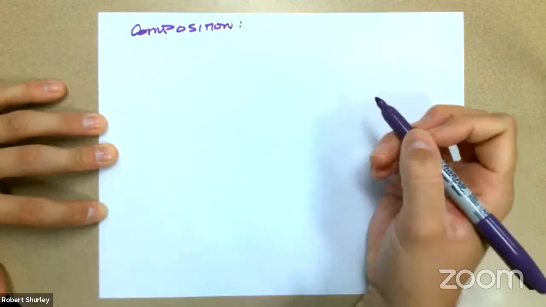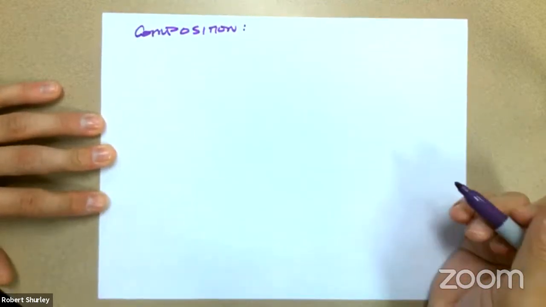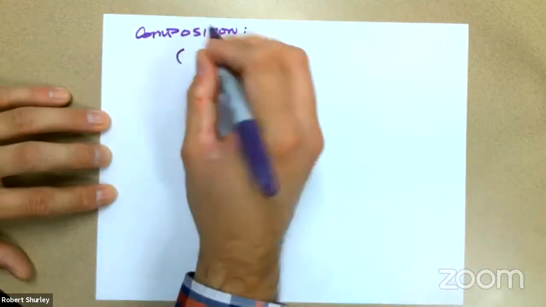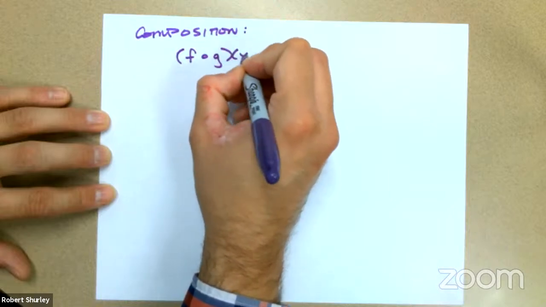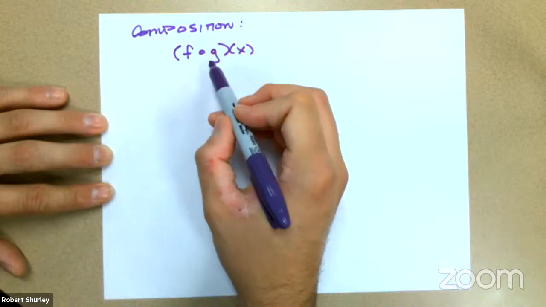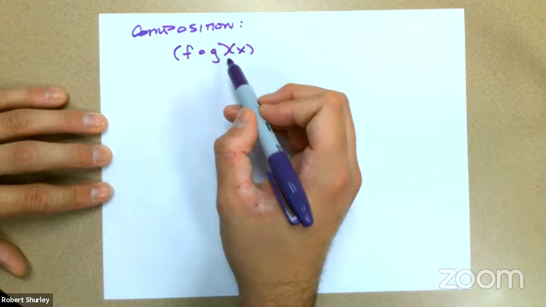Now compositions are a little different. The way they're notated is with a little circle, and it looks kind of like a degree symbol, but it's in the middle. So it looks like this: f composed of g of x. Okay, so it's a circle. It's not an O, and it's in the middle. It's not up top like a degree. So f composed of g.